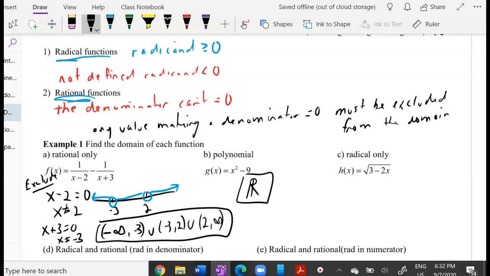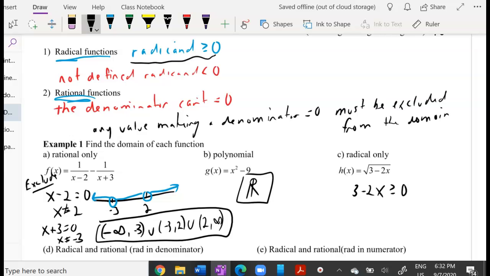In the case where we have a radical, we're going to set the radicand greater than or equal to 0. The radicand is the stuff inside, so we're going to do 3 minus 2x is greater than or equal to 0, and this is the domain. This is not an exclusion, this is the actual domain.